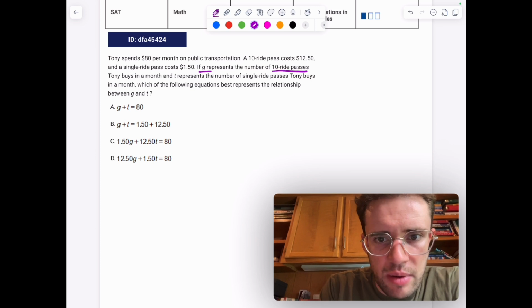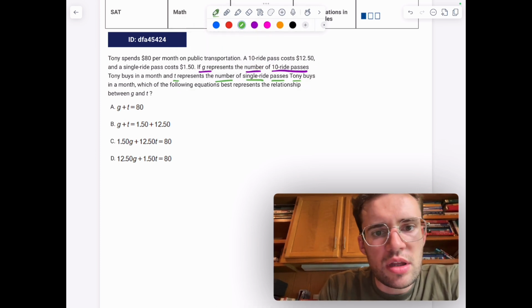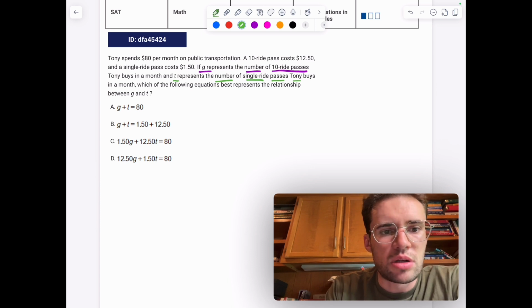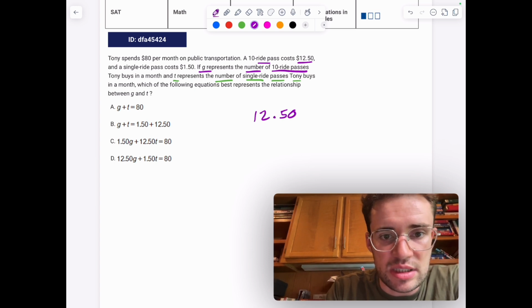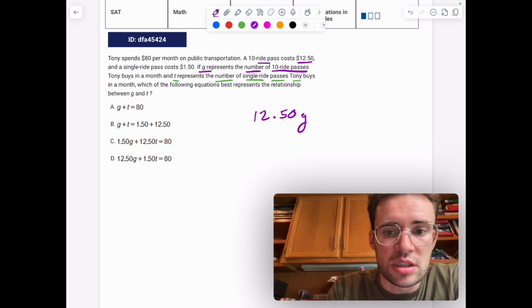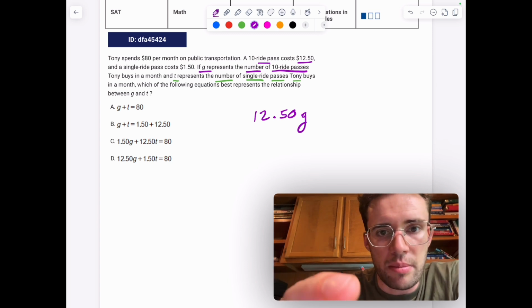G is the number of 10-ride passes. T is the number of single ride passes in a month. Which of the following equations best represents the equation between G and T? So 10 rides cost $12.50, or 10 ride passes. So that's $12.50 is the cost per pass times the number of passes, G. It's the total amount of money he spends on those 10 ride passes.